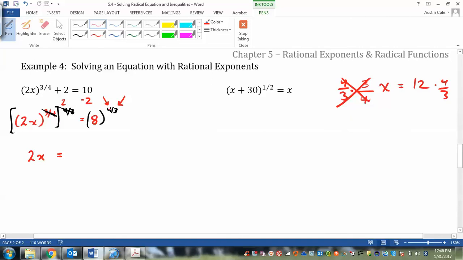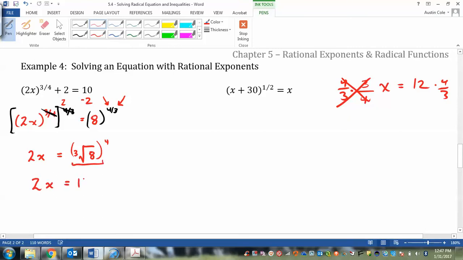Isn't this my power over root? Power over root. So I'm going to make this the cube root of 8 to the 4th power. Instead of having a rational exponent, I change it to a radical. Power over root. Now, what's the cube root of 8? 2. What's 2 to the 4th power? 16. So this whole thing is just 16.